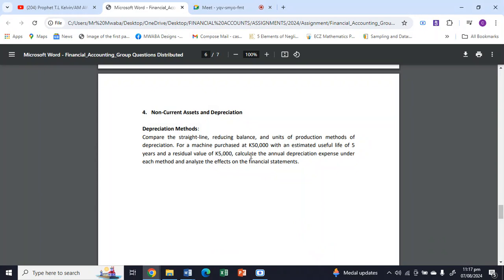All right. So here it says compare the straight line, reducing balance, and units of production methods of depreciation for a machine purchased at 50,000 with an estimated useful life of 5 years and a residual value of 5,000. Calculate the annual depreciation expense under each method and analyze the effects on the financial statement. Okay, so we'll start with the straight line method.